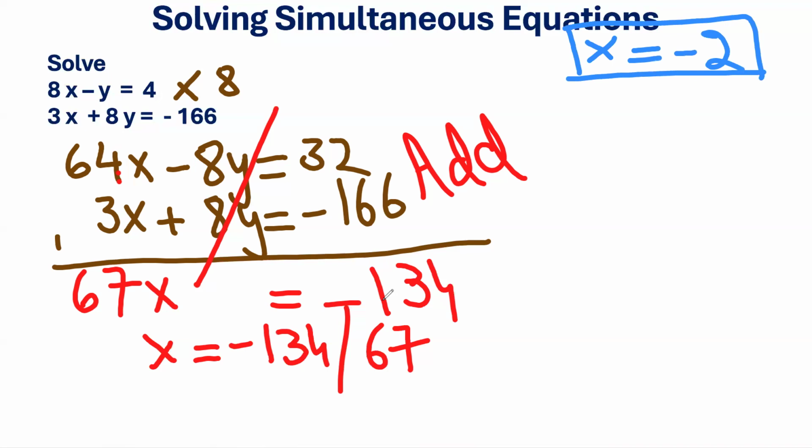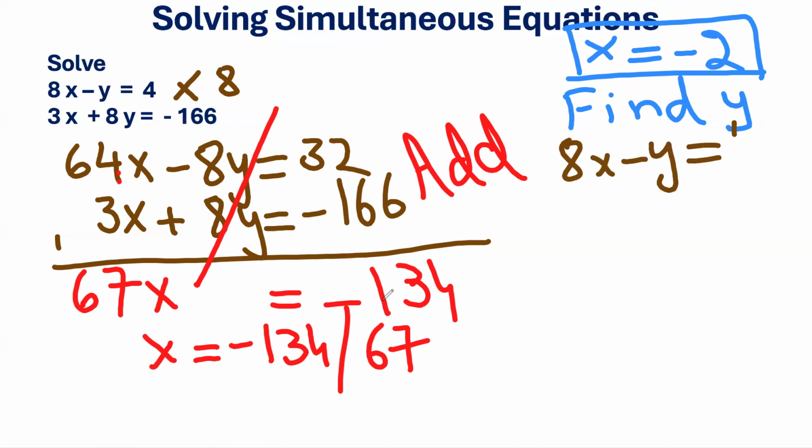Now to find y. Substitute the value of x in any one of the equations. I'm using equation number 1. It is simpler as compared to equation number 2. Equation number 1 is 8x minus y is equal to 4. This is the given equation number 1. I'm substituting the value of x. What is the value of x which you have just found? It is minus 2.